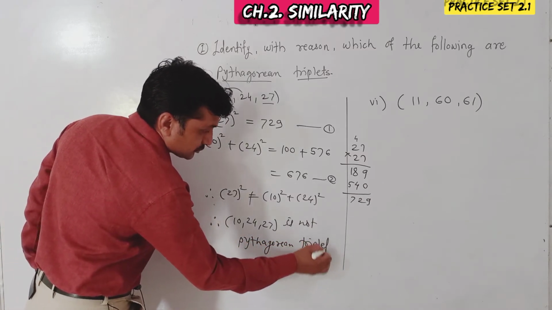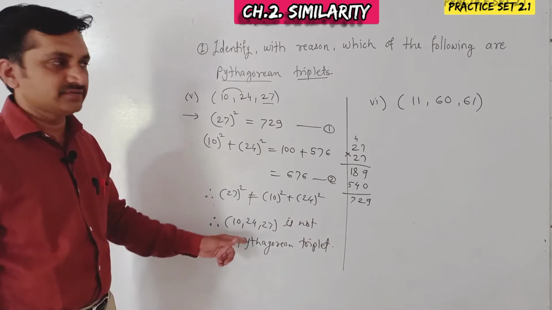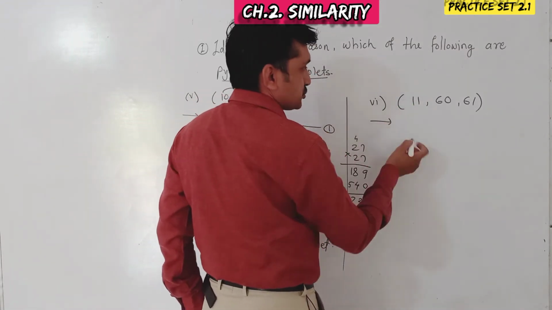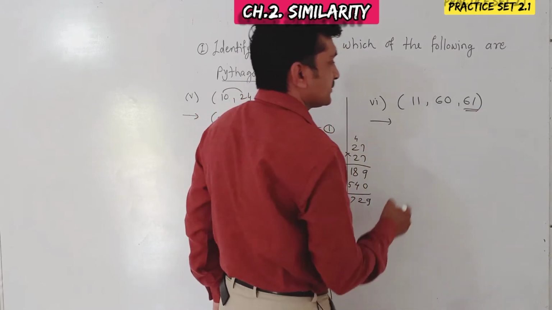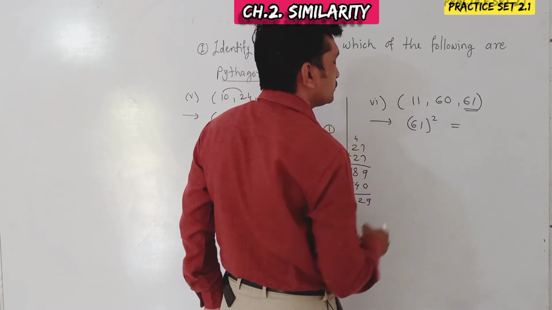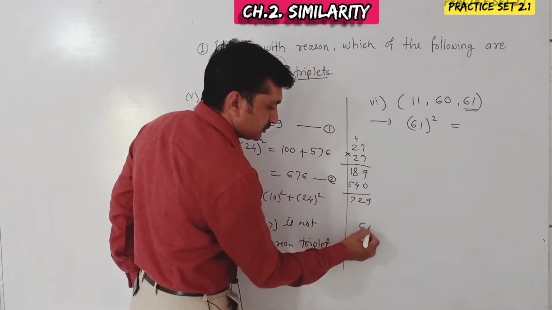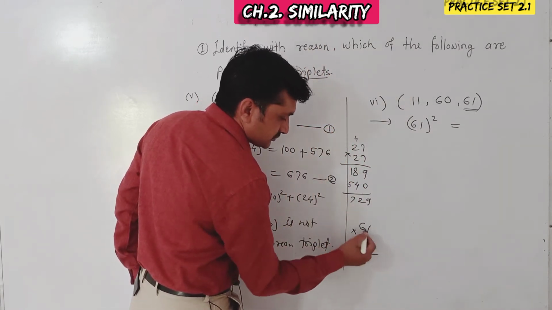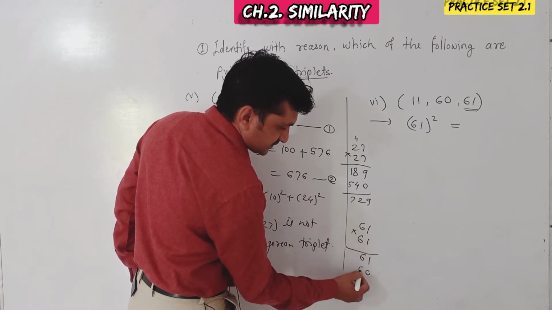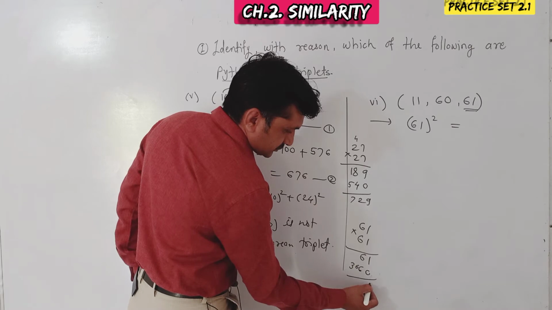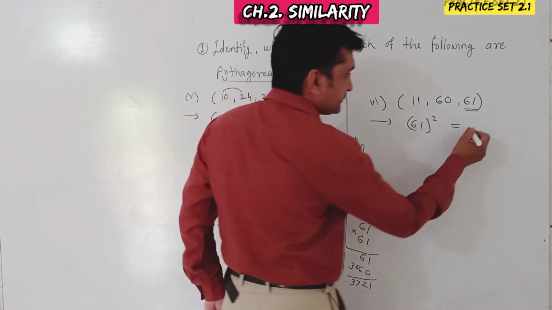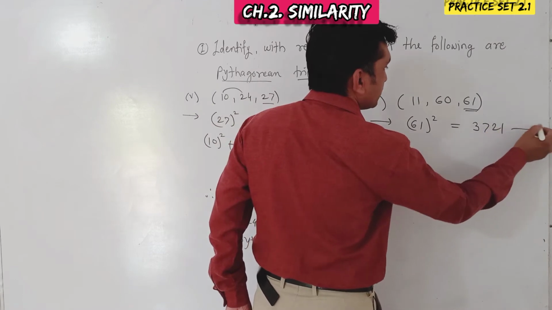It is our last statement, yes or no, that is the answer. Now here, last, sixth from this question, the largest number is 61 square. 61 square is equal to, now square of 61 here I do, 61 into 61: 61 ones are 61, 6 ones are 6, 36, okay, 1 2 7 3 3 7 2 1, number 1.